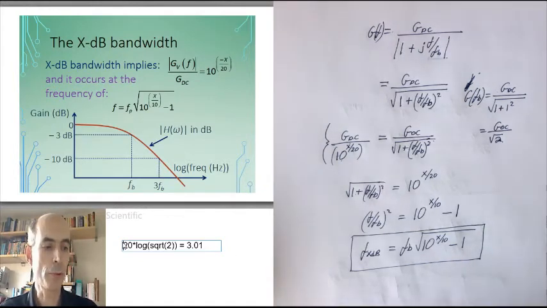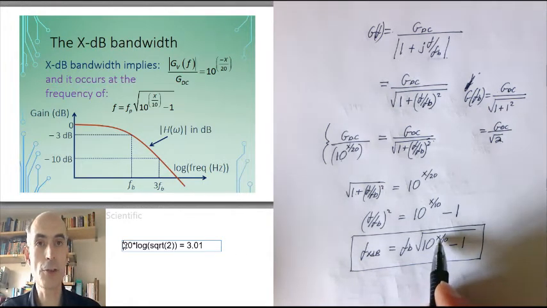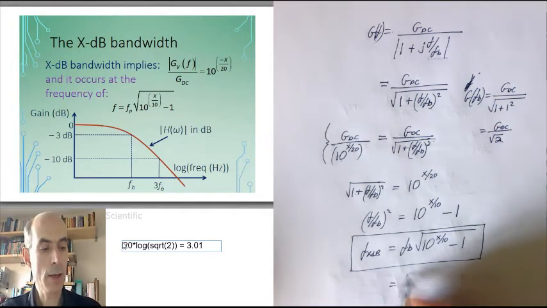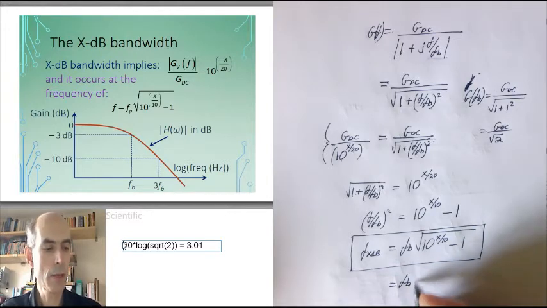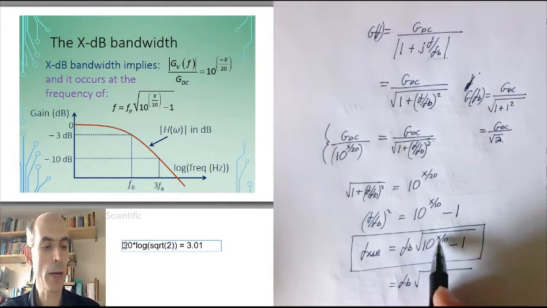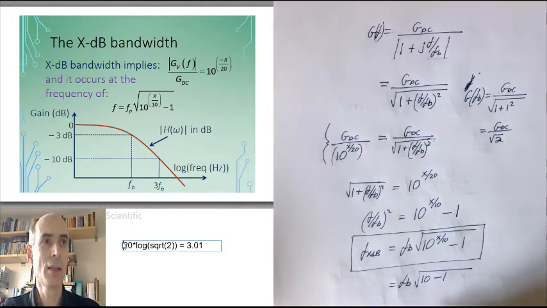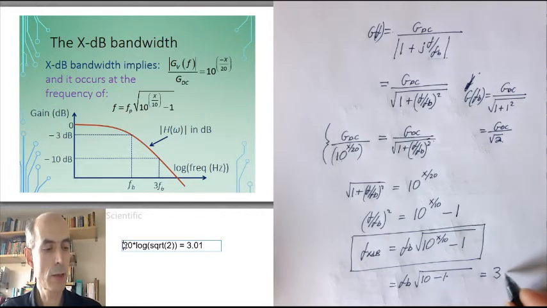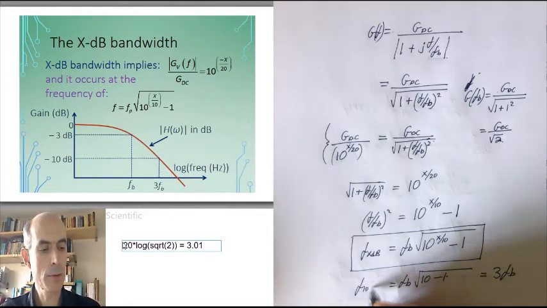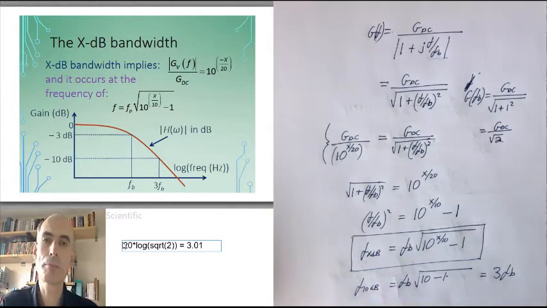So for example, the 10 dB bandwidth would occur when X is 10, that would be FB, the 3 dB, times the square root of 10 to the power of 10 over 10 is 1, so that would be 10 to the power of 1, or just 10, minus 1. The square root of 10 minus 1 is 3, so that would be 3 times FB. That's the 10 dB bandwidth, the frequency at which the gain has dropped by 10 dB from its low frequency value.